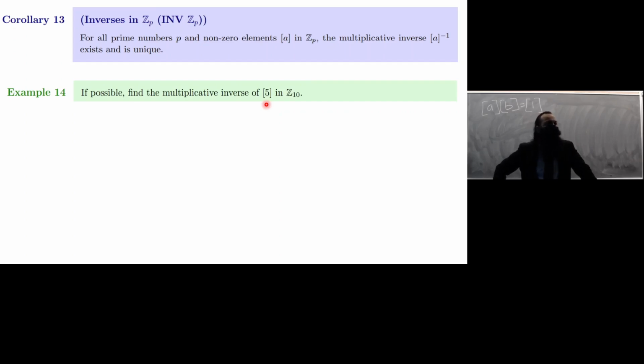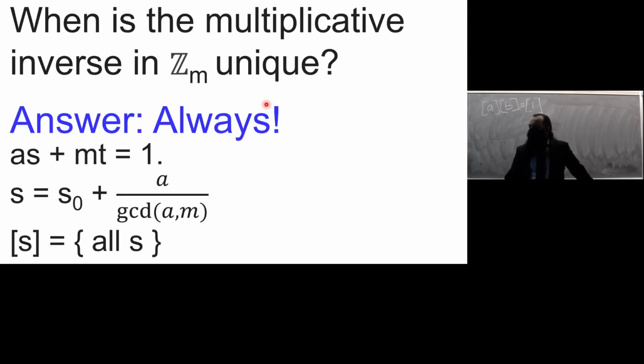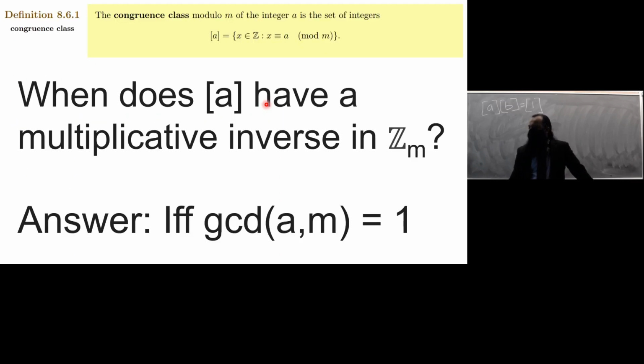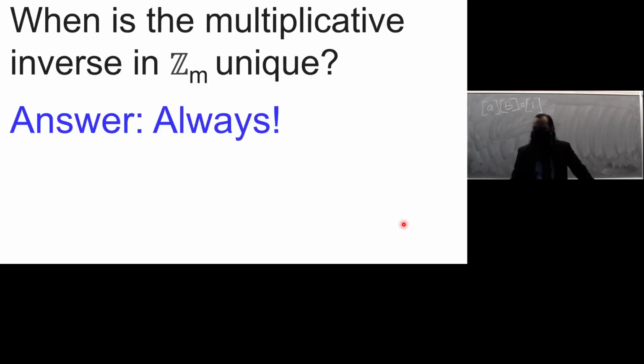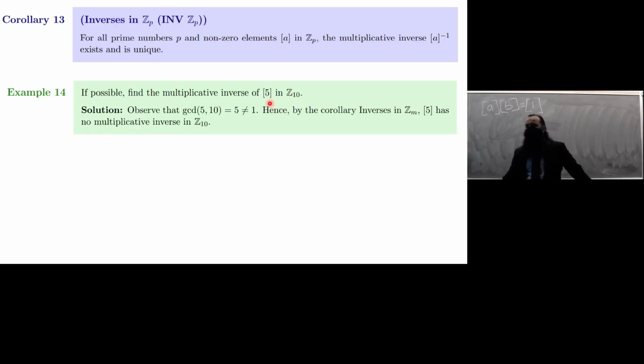Philip? It won't be 1, since the GCD of 5 and 10 is 5, and 5 is not equal to 1. Yeah, so we said that the multiplicative inverse exists if the GCD of A and the modulus equals 1. Now we're doing 5 modulo 10. The GCD of 5 and 10 is not equal to 1, so there isn't a multiplicative inverse of 5 when working mod 10. All right?